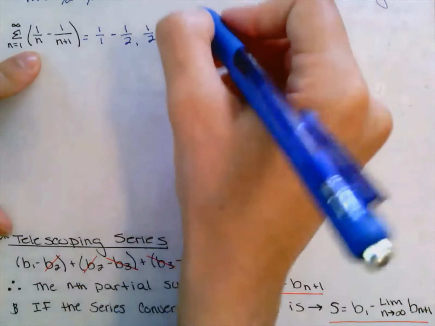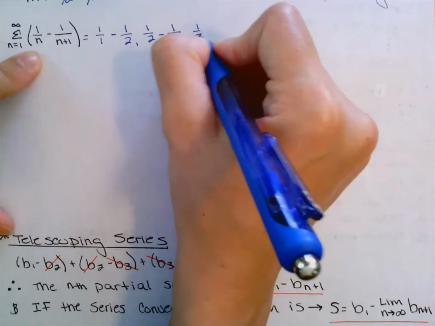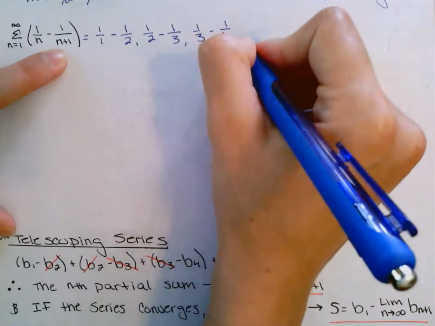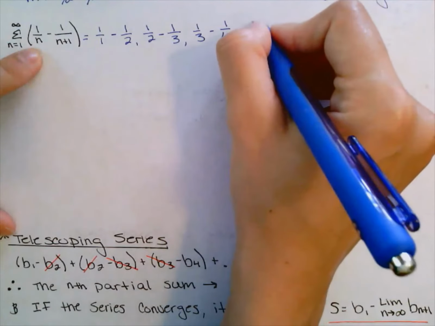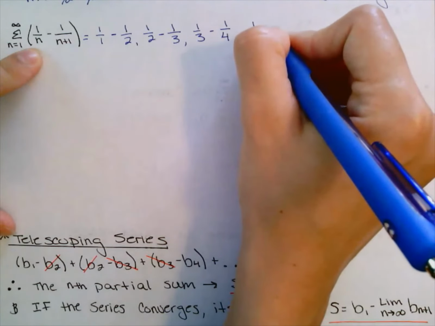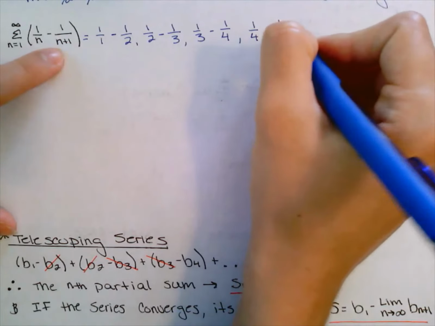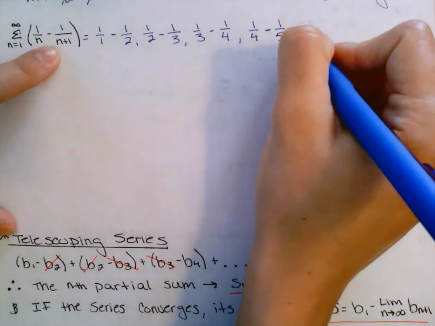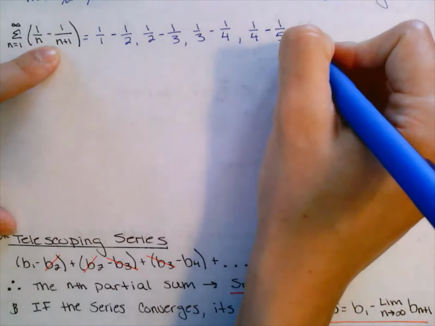My third term is going to be 1 over 3 minus 1 over 1 more than 3. And let's do one more. My fourth term will be 1 over 4 minus 1 over 1 more than 4, which is 5. And then obviously this continues on and on and on and on.